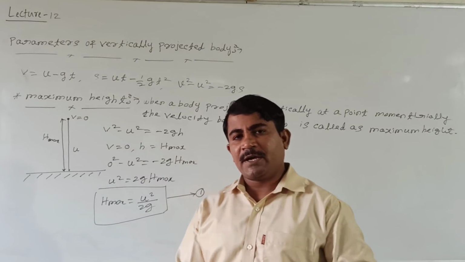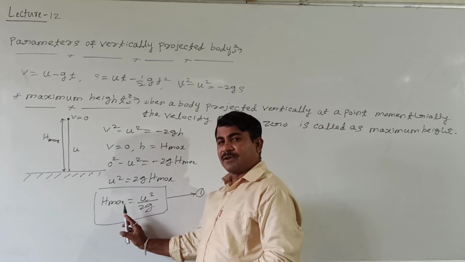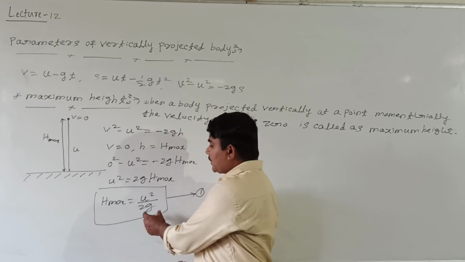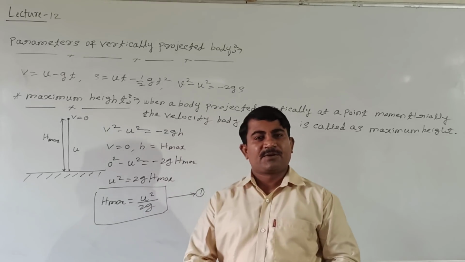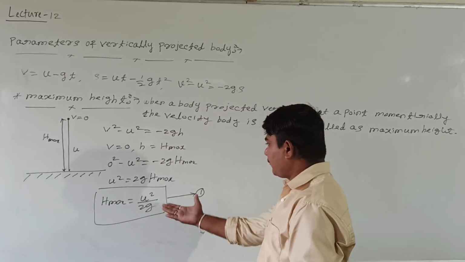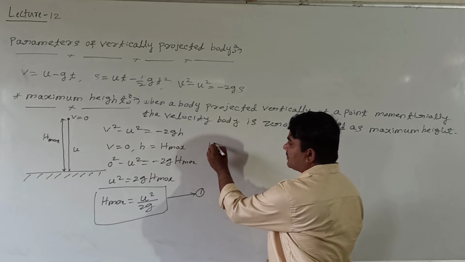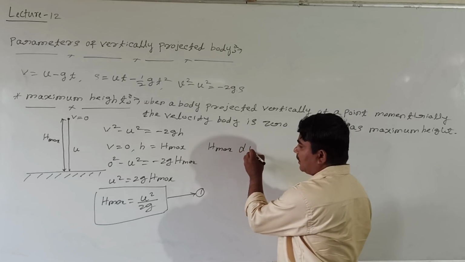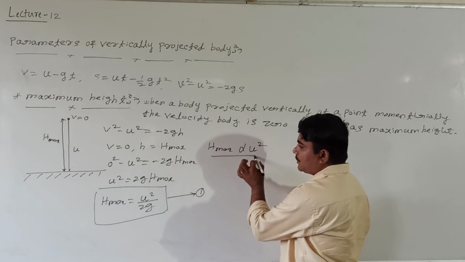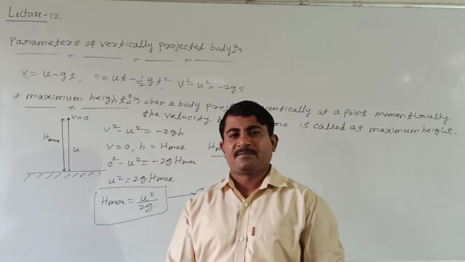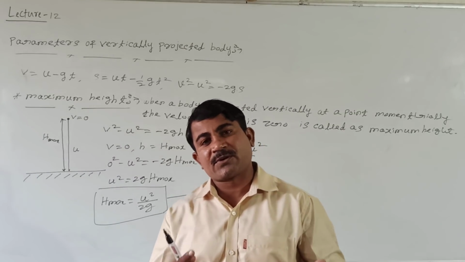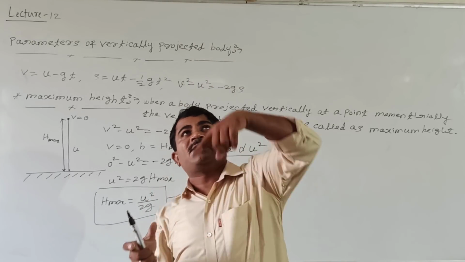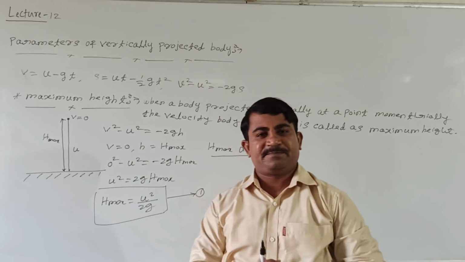Right? Then here, for maximum height we got the equation H maximum equals u square by 2g. Here 2g is constant. Then what is H maximum from this? How to write? H maximum of a vertically projected body is directly proportional to the square of the initial velocity. The more velocity the body is projected with, the greater the maximum height it reaches.